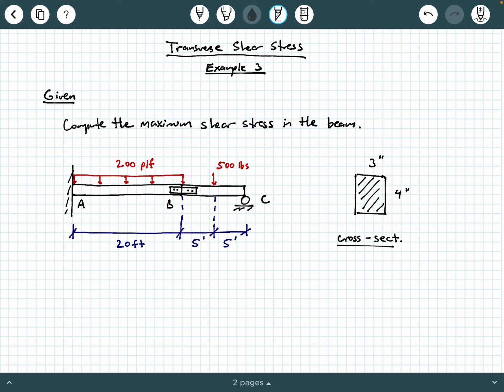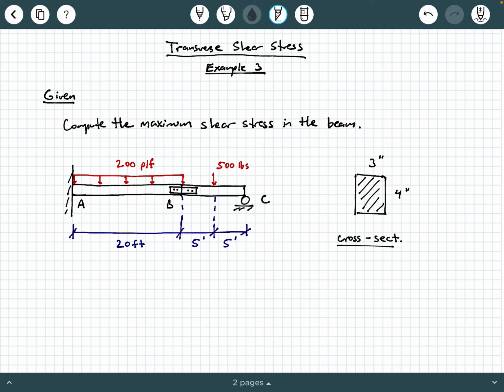In the given information, we're being asked to compute the maximum shear stress in the beam. The beam we're given is what's called a compound beam, and we know that because we have a fixed connection at A, an internal hinge at B, and a roller at C. Even though the figure does not explicitly say there's an internal hinge at B, we know that there's one because we have two beam segments, beam AB and beam BC, connected together by a strap or some kind of bolted plate system. You see a couple of bolts on each side holding these two beam segments together.